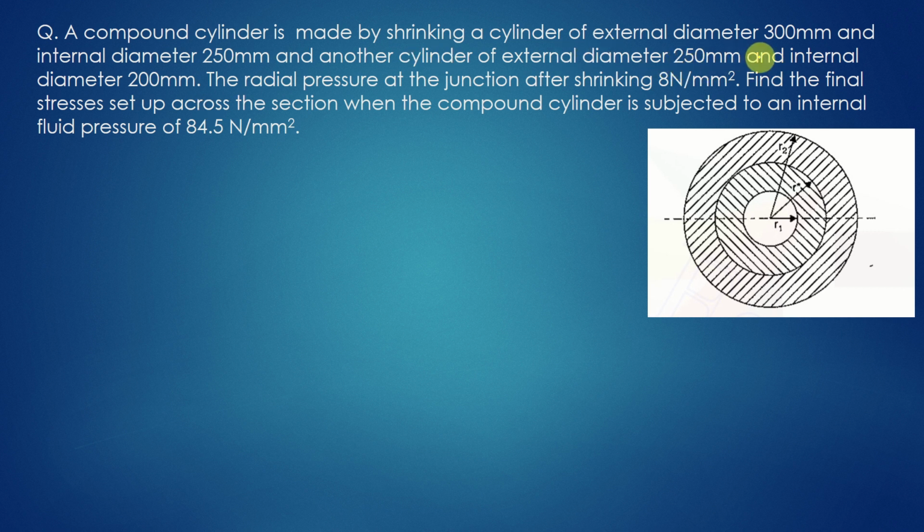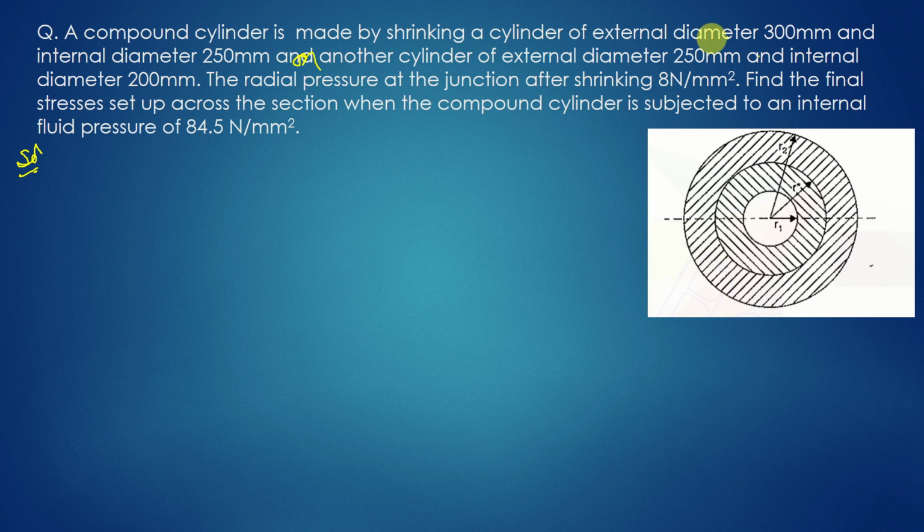This is on another cylinder. The radial pressure at the junction after shrinking is 8 Newton per mm square. Find the final stresses set up across the section when the compound cylinder is subjected to an internal fluid pressure of 84.5 Newton per mm square. Let us see the solution first.